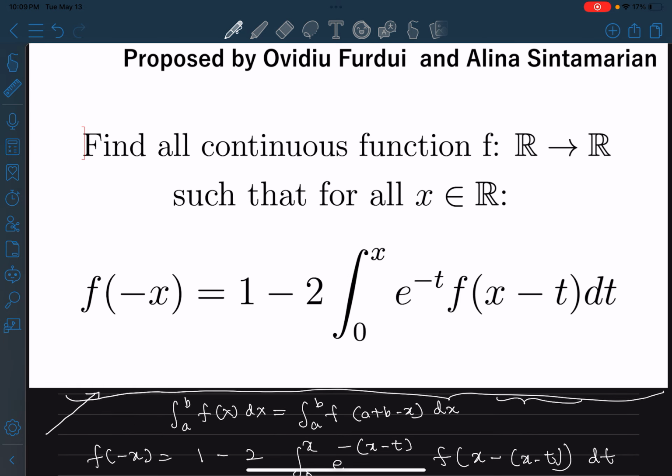So we have seen how we can change a functional equation like this into a differential equation and solve it, right? And that's beautiful.